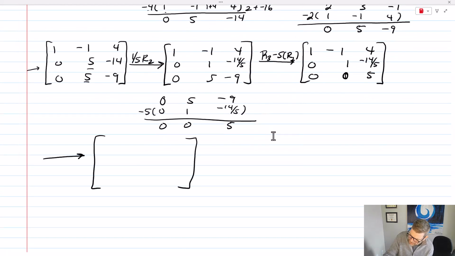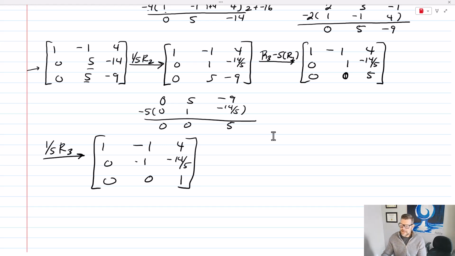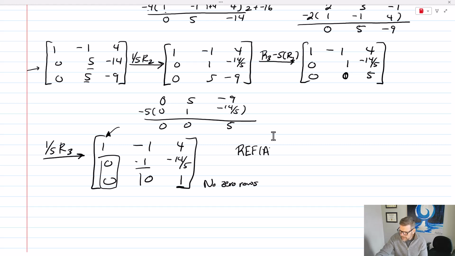Now, just to finish this out, for my version, I'm going to create a 1 in that third row. So I'm going to take 1/5 times row 3, and I'm going to get 1, negative 1, 4, 0, 1, negative 14 over 5, and 0, 0, 1. And there we go. Notice we have no rows of zeros. The furthest most left value in any row is going to be a 1, and then we have zeros below. Right? We have the 1, zeros below, and then of course a 1 here in that third row. So this is in row echelon form, and we write that as the REF of A.